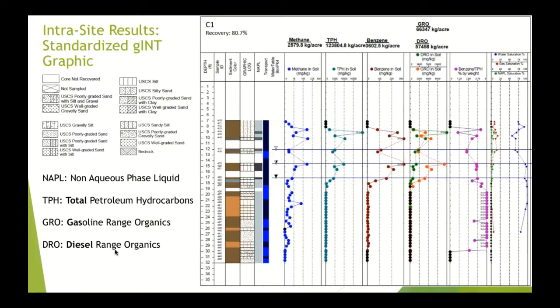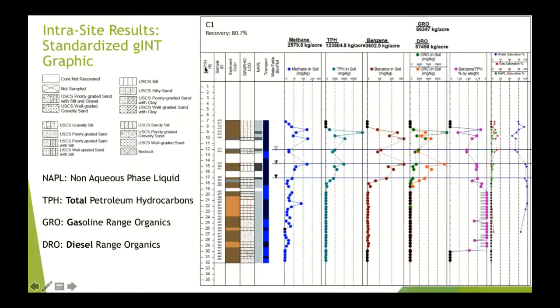First, I want to point out the USCS graphic legend for the subsurface media, then some quick definitions. NAPL is a non-aqueous phase liquid and includes total petroleum hydrocarbons. TPH is the addition of gasoline range organics and diesel range organics. Here is a standardized gINT graphic.